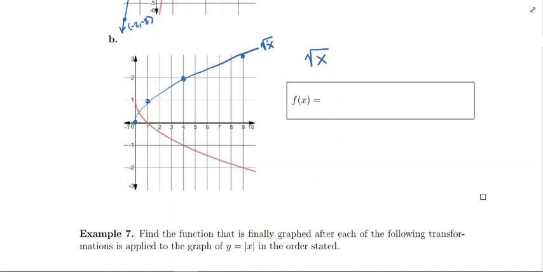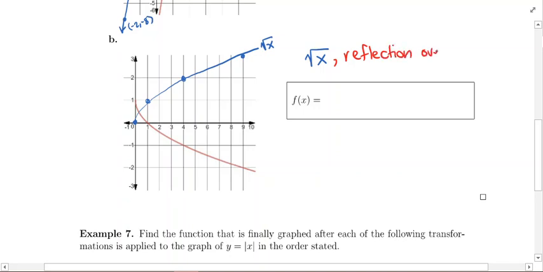So we are going to do a transformation. We're going to do a reflection about the x-axis. So let's try that. Let me write this down: reflection over the x-axis. Let's take the blue graph and actually reflect it about the x-axis and see if it gives us the red graph. So let's start with the point 0, 0.